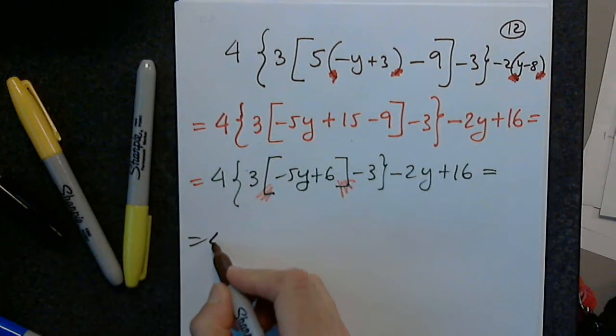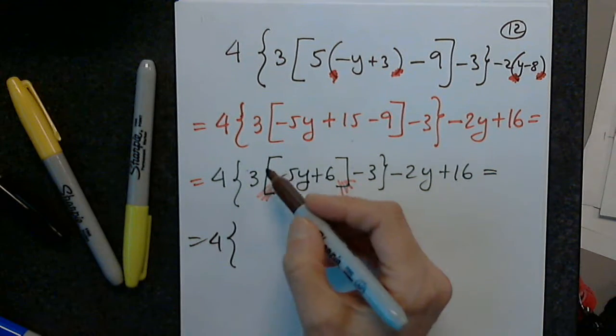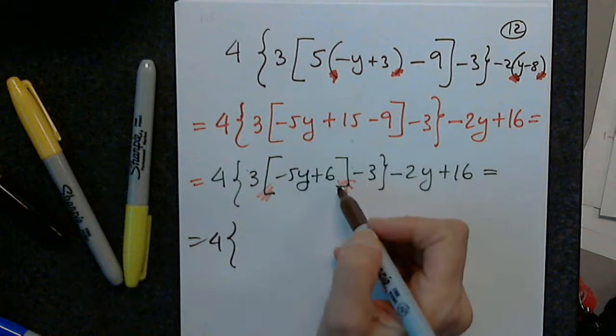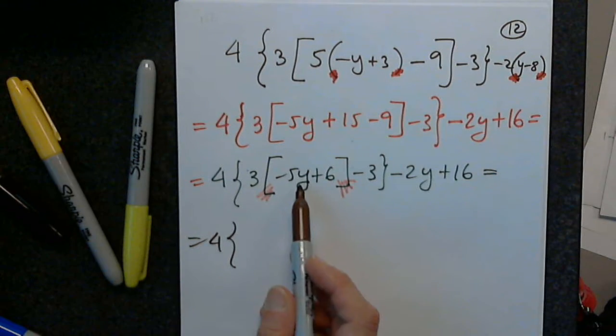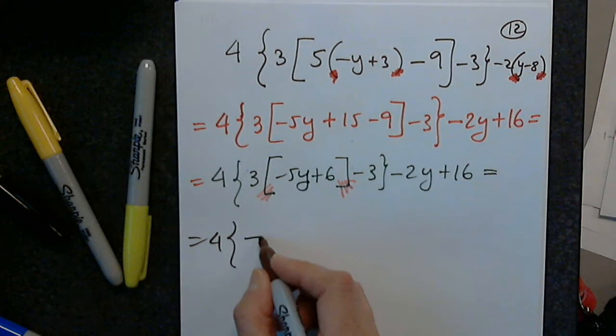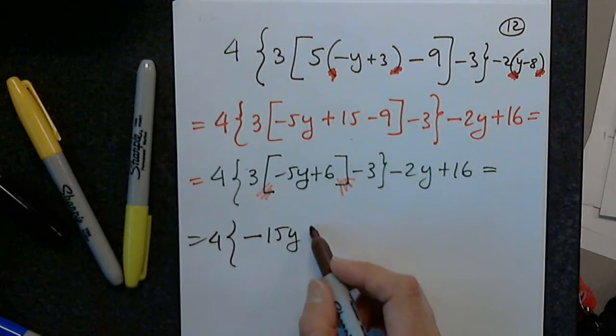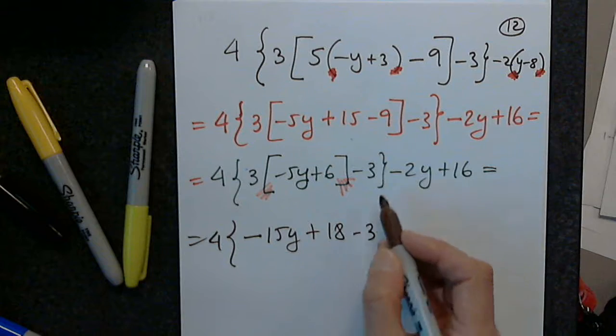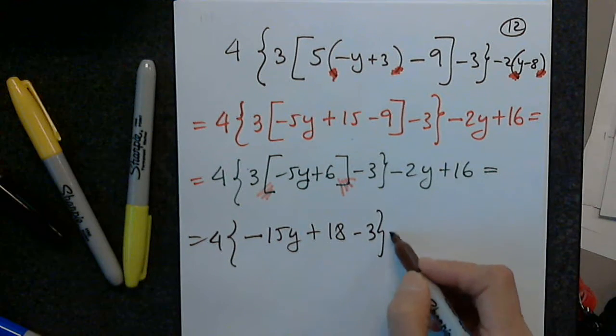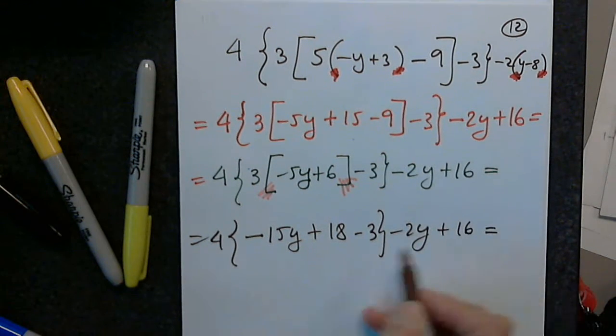I copy the 4, I copy the brace. But now since there is no operation symbol, obviously it's multiplication. 3 times negative 5y, negative 15y. 3 times positive 6, 18. Minus 3. I'm here. I copy, copy, copy, copy.